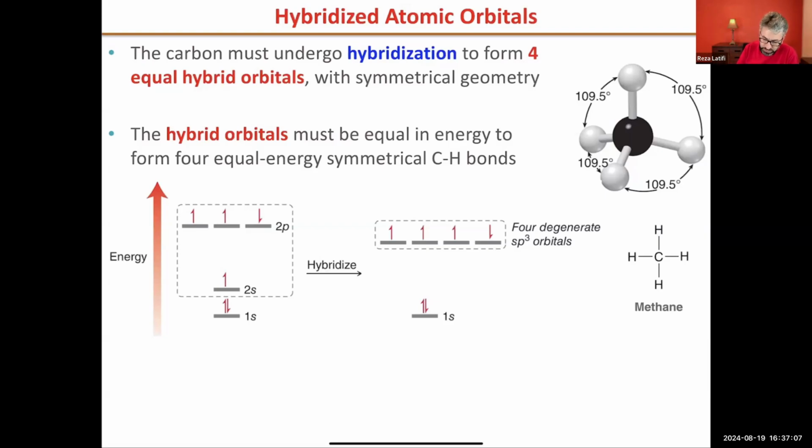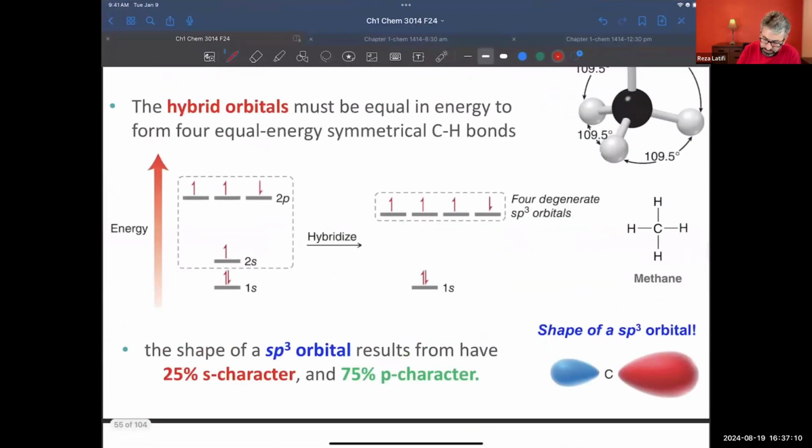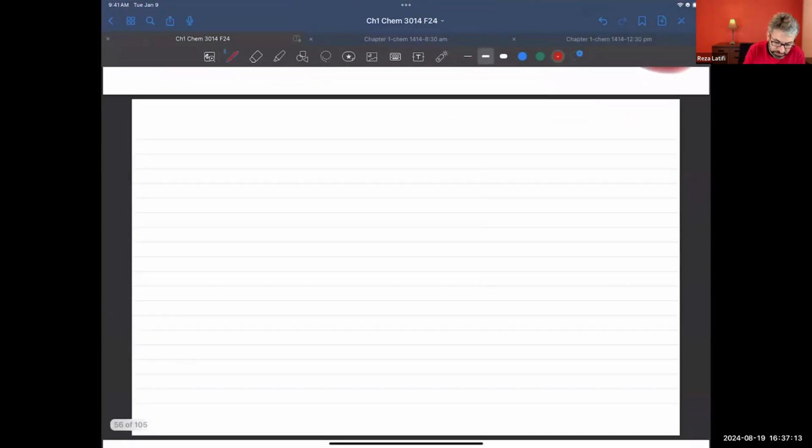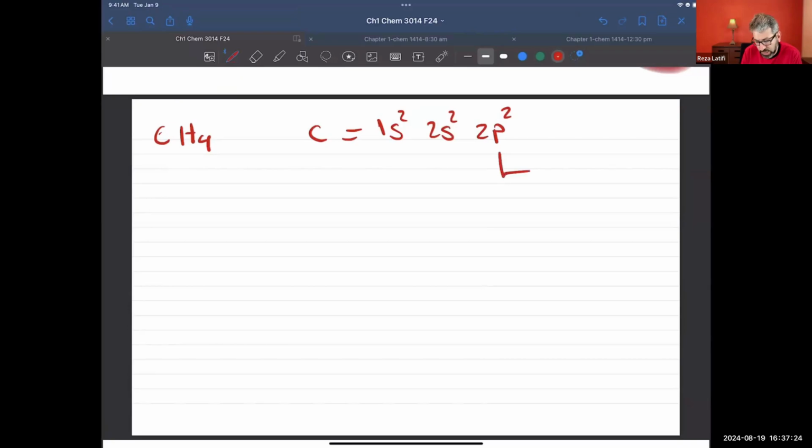I'm talking about an atom like carbon in methane. Carbon has the electron configuration 1s2 2s2 2p2. The last orbital is a p orbital, which has two electrons in it. These are px, py, and the last one is pz. How about the s orbital? The s orbital has two electrons, and that's the 2s orbital.